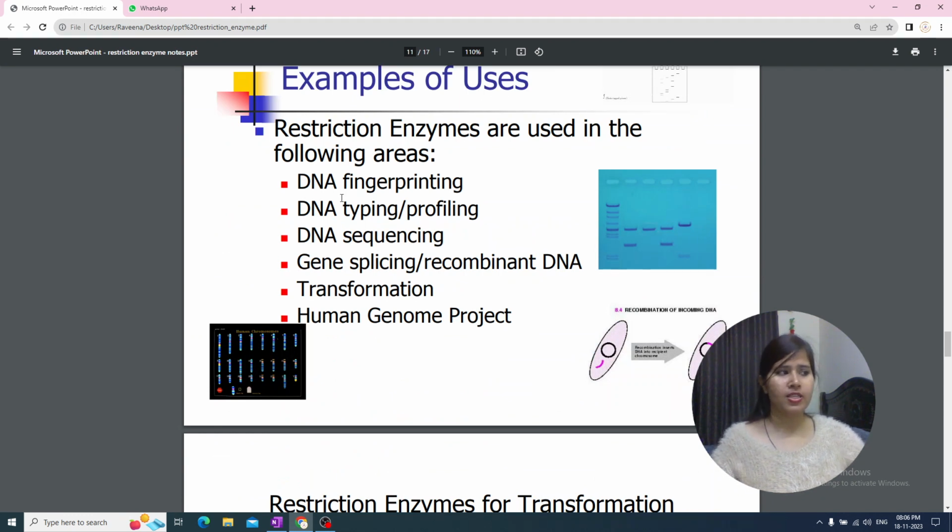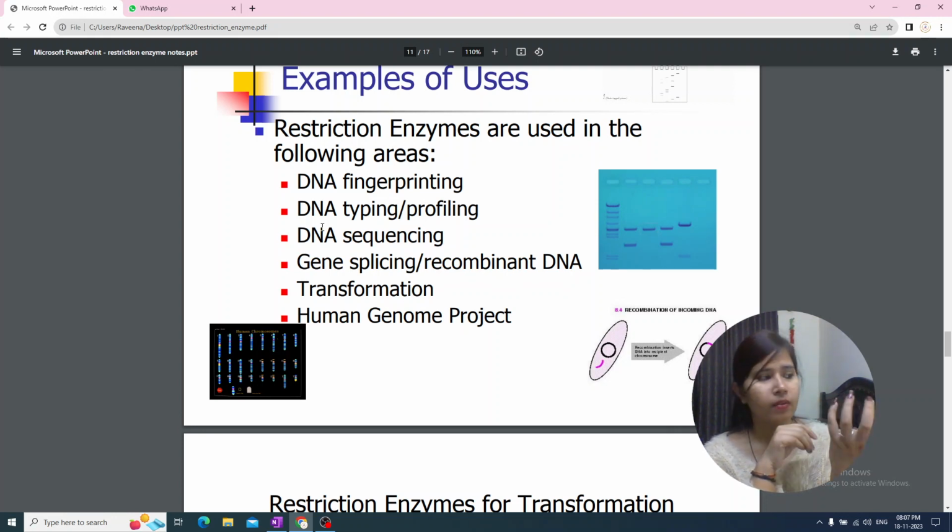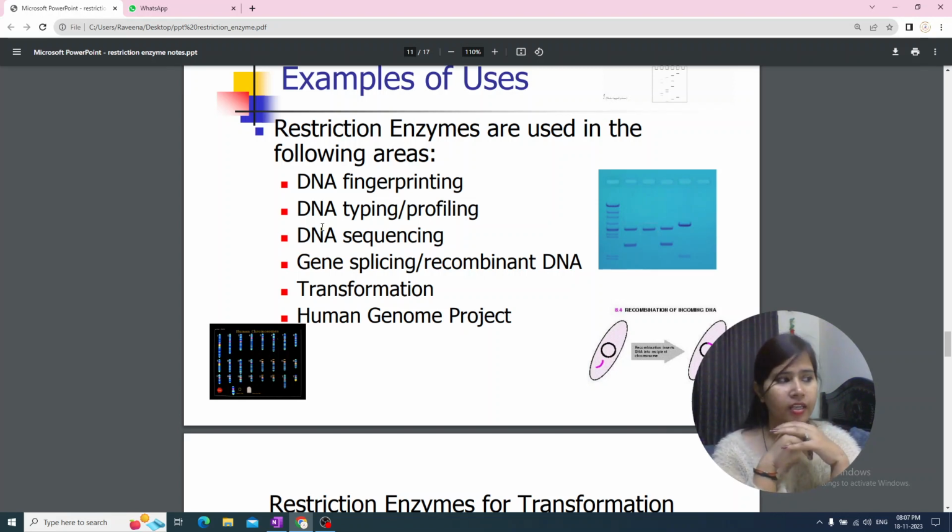What are examples of uses? Now enzymes are used in DNA fingerprinting. When we do fingerprinting at a crime scene, or for parentage of a child, DNA fingerprinting is used. In the molecular basis of inheritance chapter, DNA fingerprinting is well explained. DNA typing, when you make a profile of DNA, is also used. DNA sequencing, when you determine which base pair comes first and which comes later. When you splice a gene, when you cut a gene, that is gene splicing, and you make a recombinant DNA.